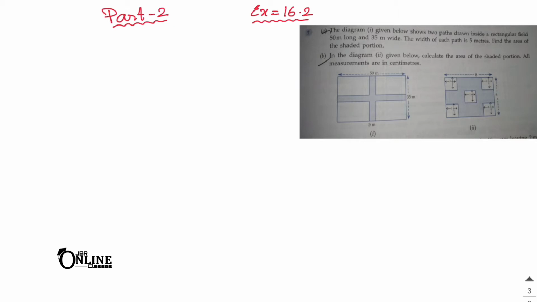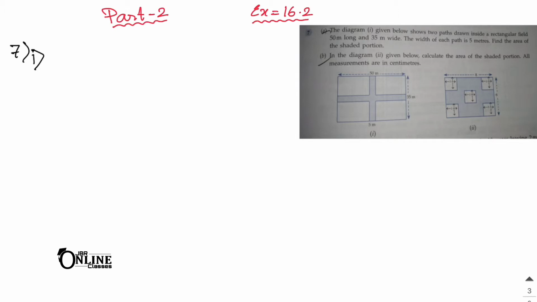So the diagram. In diagram 1, given below, it shows two paths drawn inside a rectangular field that is 50-meter long and 35-meter wide. The width of each path is 5 meters. Find the area of the shaded portion. Okay, so here in sum number 7.1.